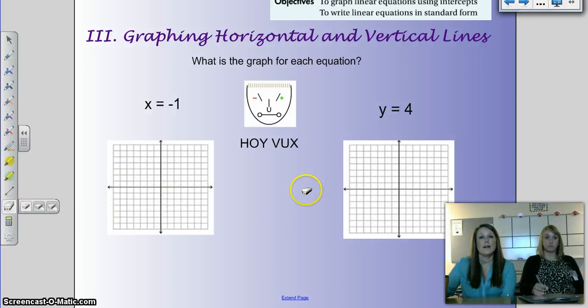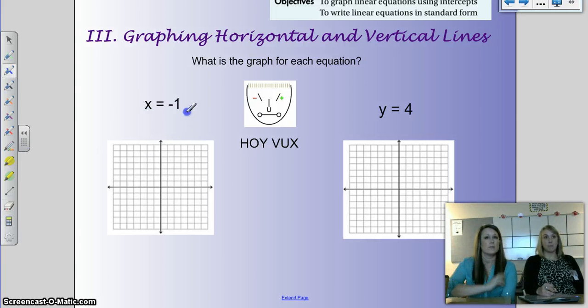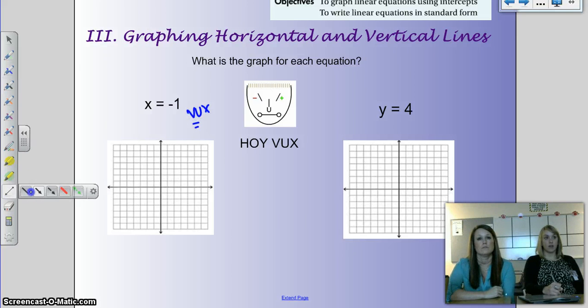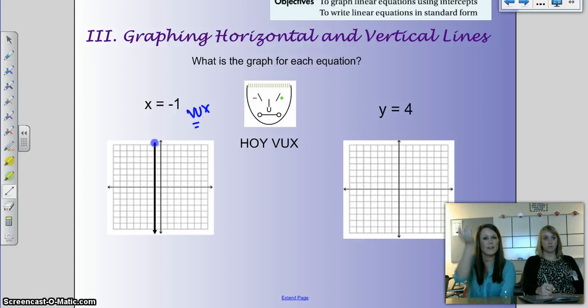Yeah. So x equals negative 1. I know x is a part of VUX, so it's going to be a vertical line at negative 1. So vertical line at negative 1, which is right there. Wow, it like totally turned. It did. That's way cool.